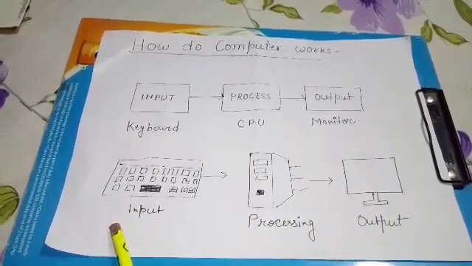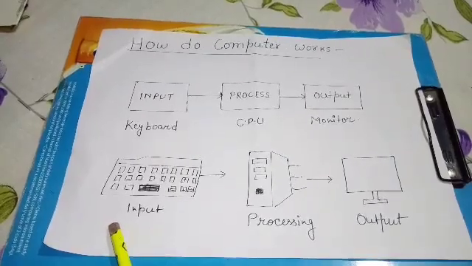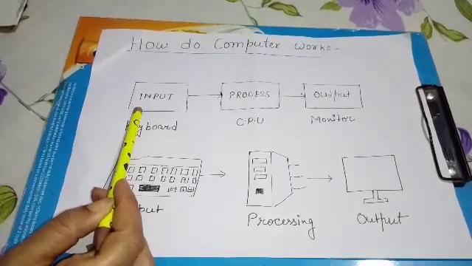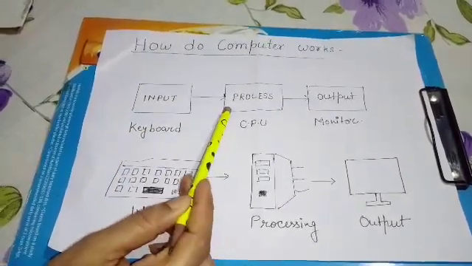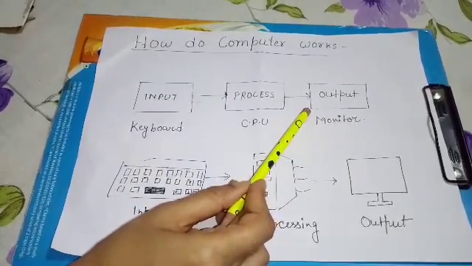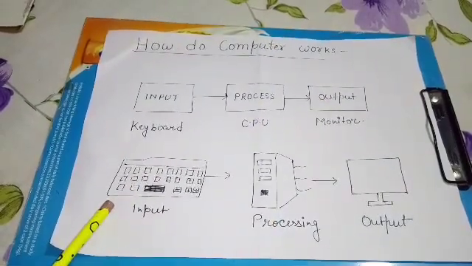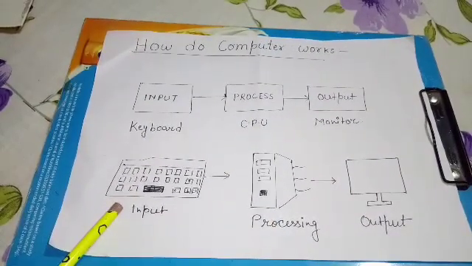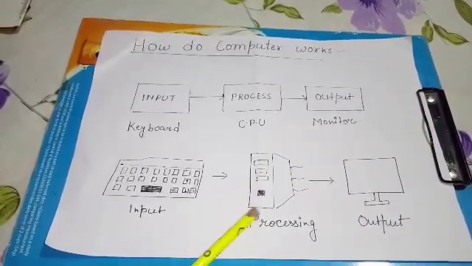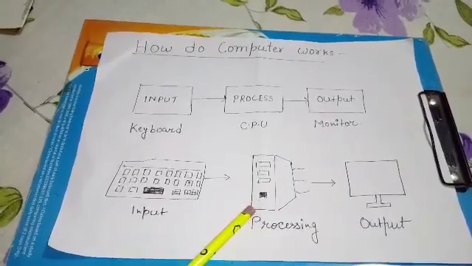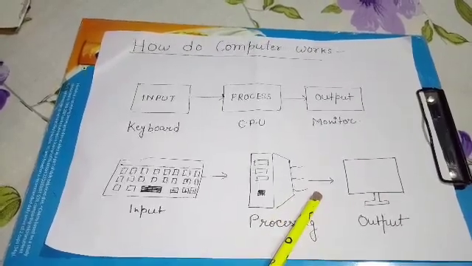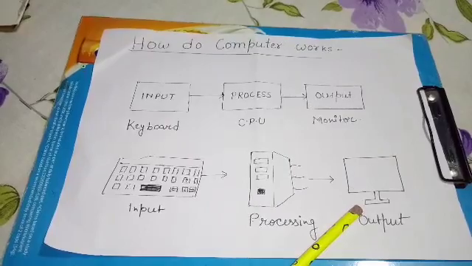Now children, did you understand how computers work? First, we insert data through input device. It will go to the processing device. After processing, it will go to the output device. We insert data through keyboard. It will go to the CPU. In CPU, it gets processed. After processing, this data will change into the information. This information we can get through the output device.